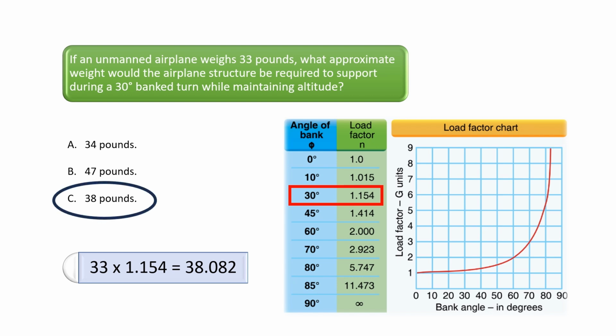At a 30-degree angle of bank, an unmanned aircraft weighing 33 pounds would be required to support 38 pounds. Notice the exponential load factor growth as the angle of bank is increased. At a 60-degree angle of bank, an aircraft structure would be required to support twice its weight.